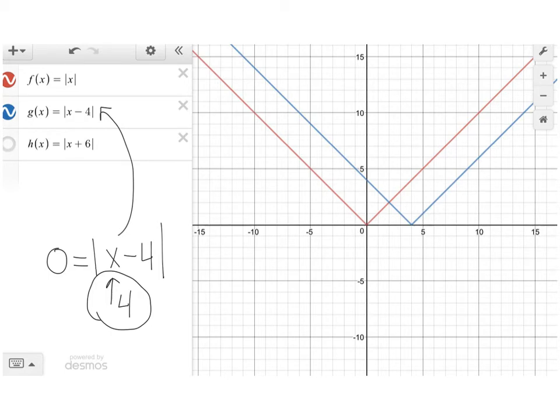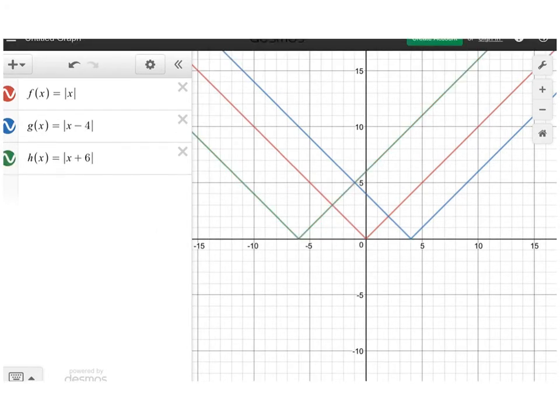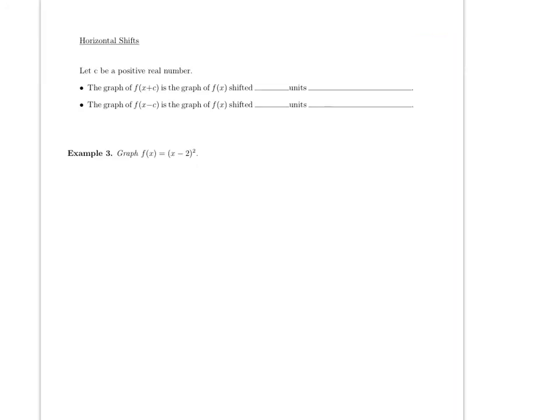And then if we take a look at the absolute value of x plus 6, so now I've got 3 graphs and that new one is in green, you can see that that moves to the left. And so what this tells us is that if we add a constant to the x value, it shifts our graph left, and if we subtract, it shifts our graph right. So let's fill that out. Now flip to page 44, and we will fill out those 2 facts.